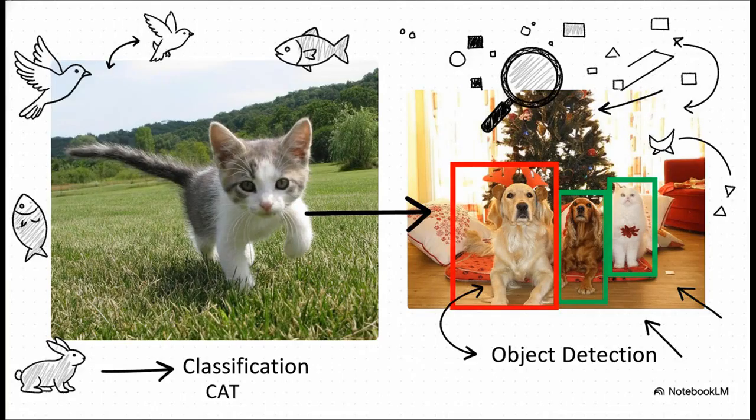Okay, let's really break this down. On the left, you've got a task called classification. The AI looks at the whole picture and just spits out one label: cat. Pretty straightforward. But on the right, that's object detection, and that is a whole different ballgame. The AI doesn't just need to know a cat is there, it has to draw a box around it, maybe around a couple of dogs too. So how in the world does it make that leap?